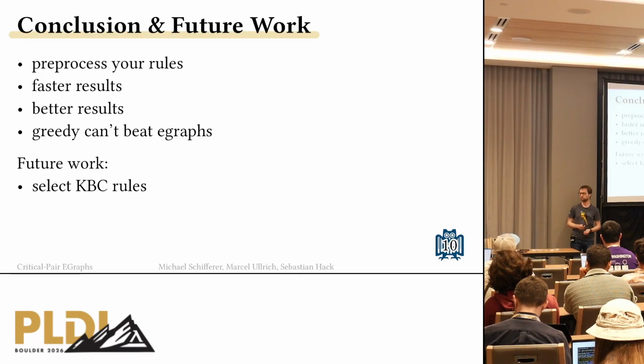And in the future, we want to look at a bit more how we can select the critical pair rules. Currently, we just use the ones that tree spits out in the order tree spits them out, but there might be some gems in there and a lot of garbage, so we want to be a bit more selective.